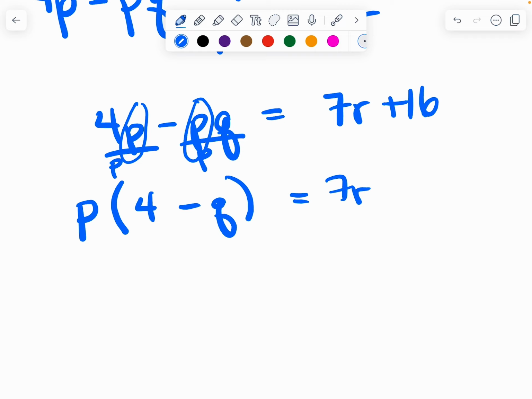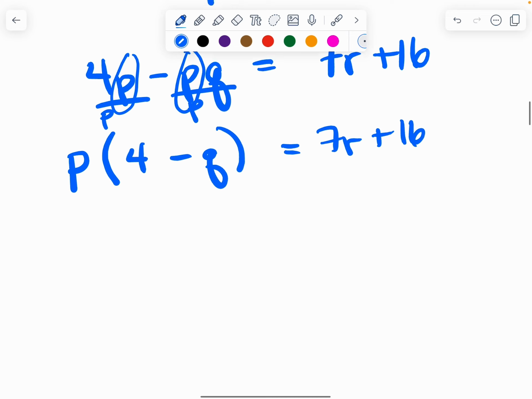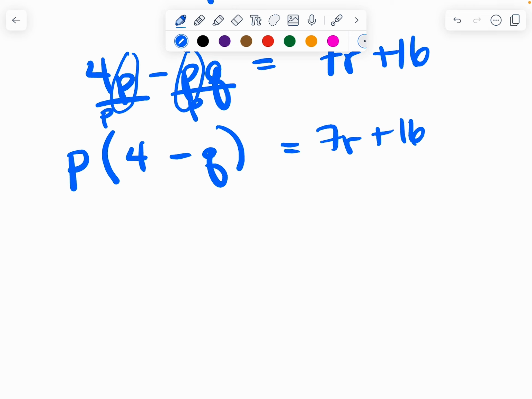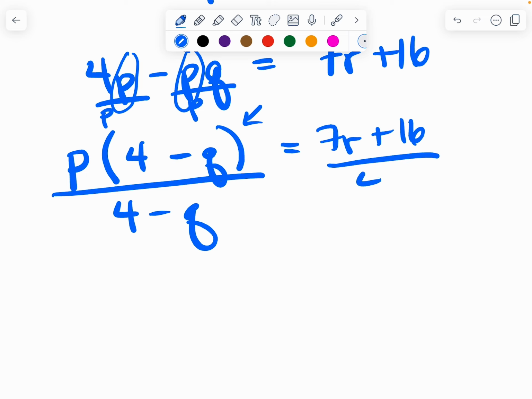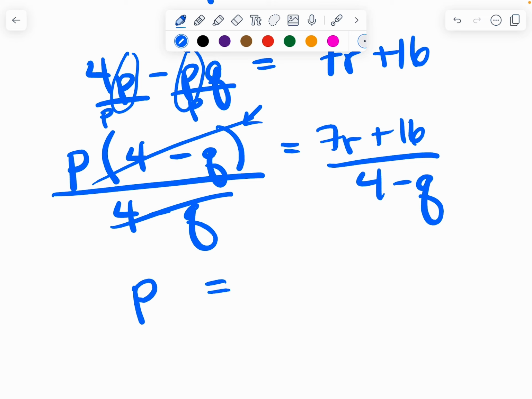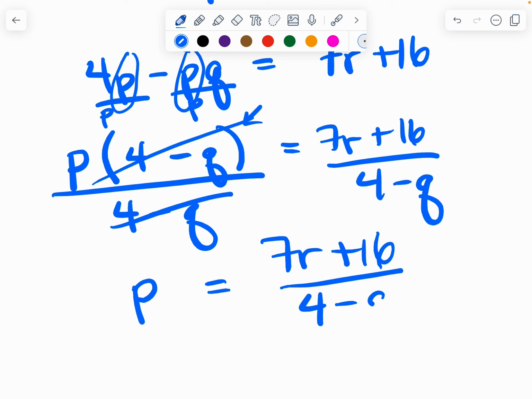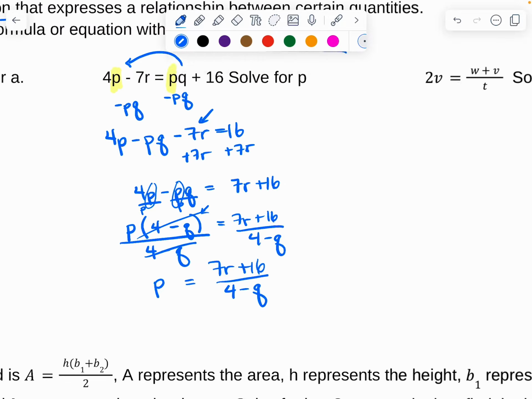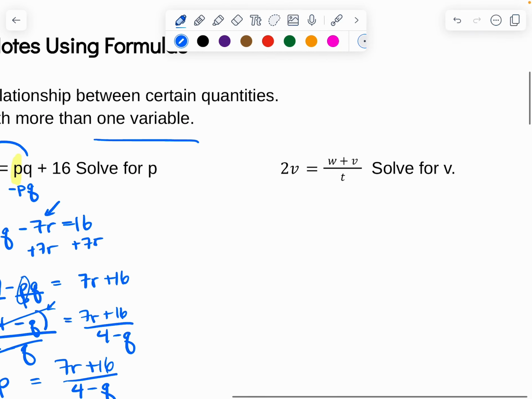p times (4 minus q) equals 7r plus 16. Now I want to get rid of this section right here. That's being multiplied. So I'm going to divide both sides by 4 minus q. So this cancels with this. I'm left with p equals (7r plus 16) divided by (4 minus q). Okay, over here.